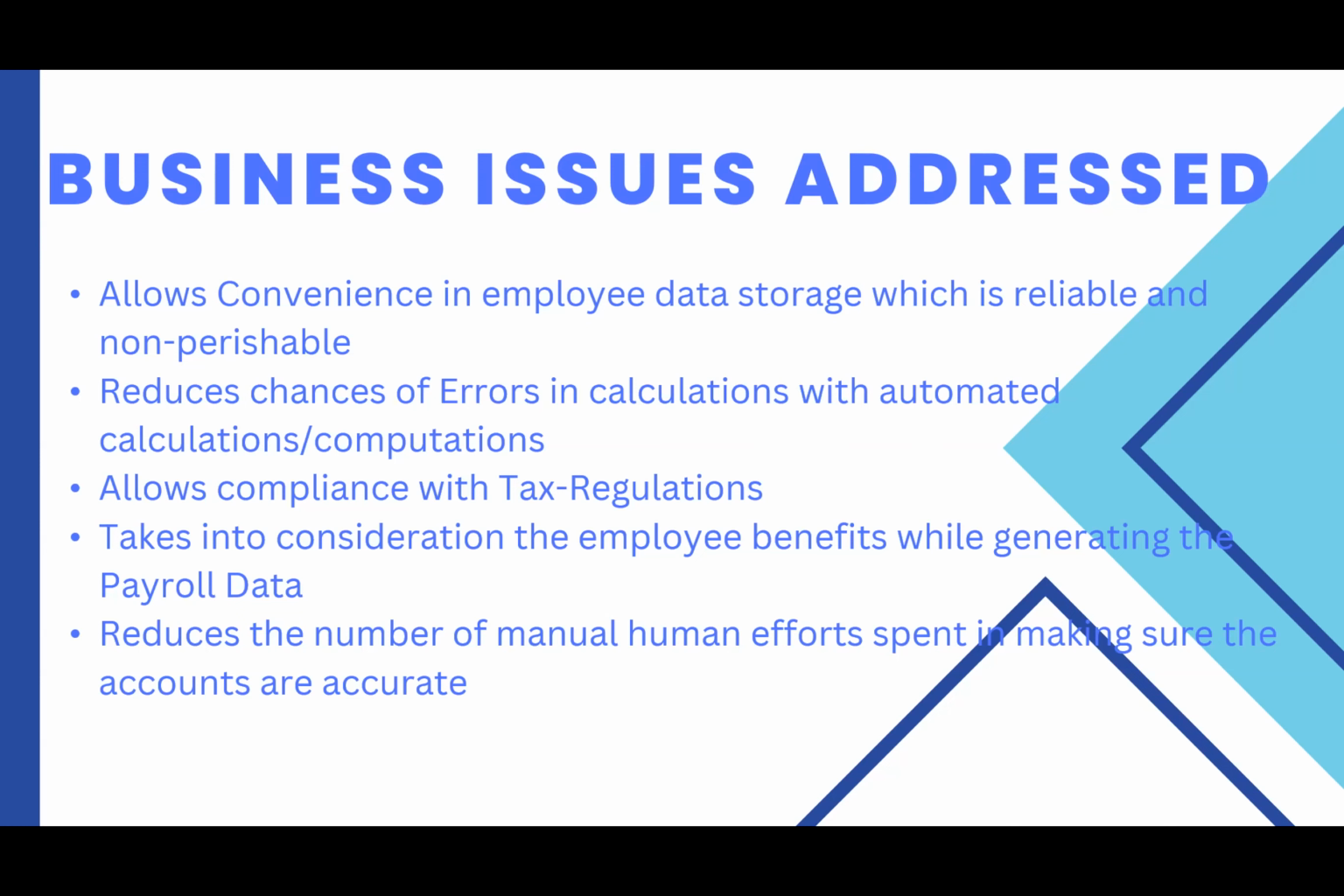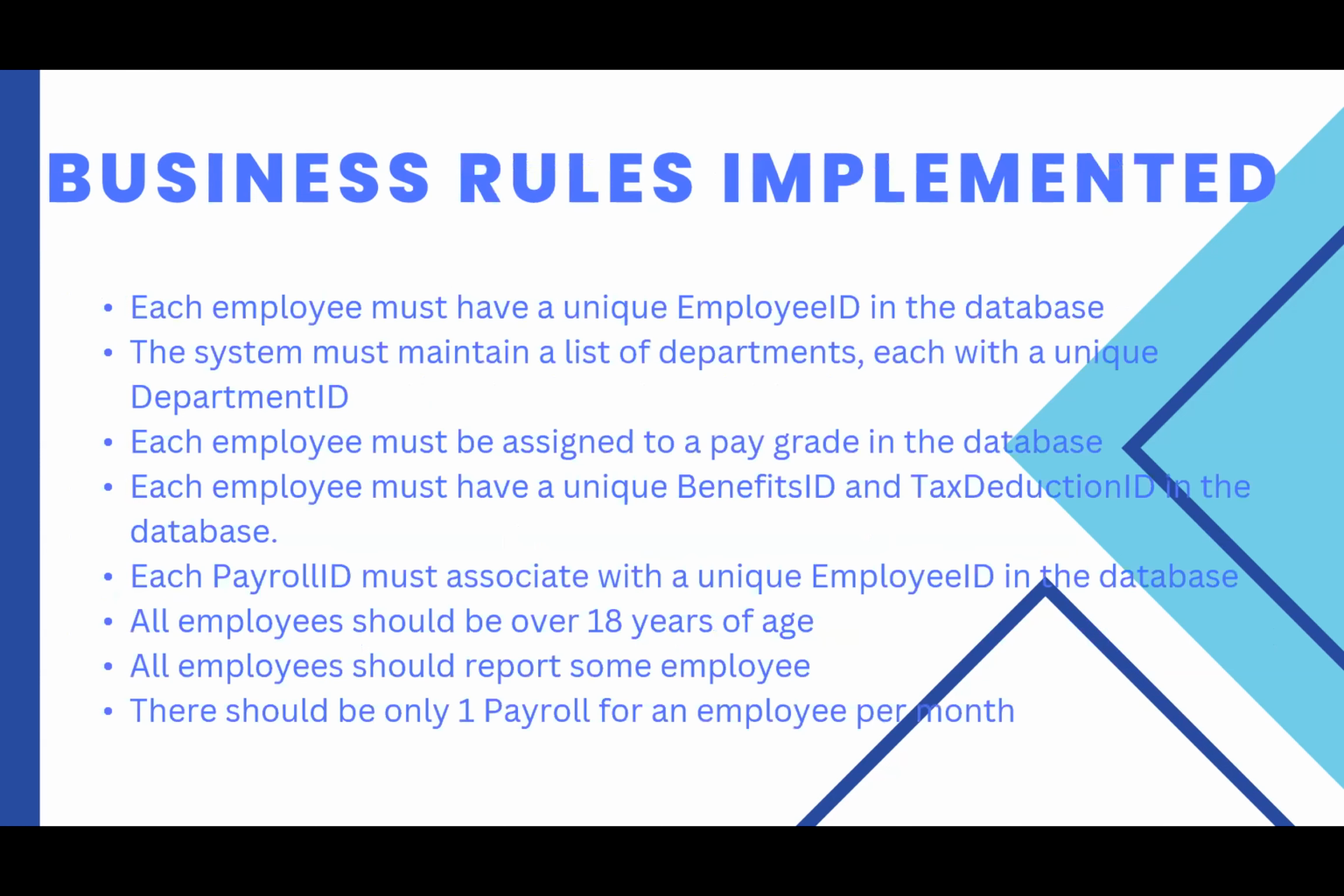This helps to decrease the amount of manual labor required to verify the accuracy of the system and the accounts. The business rules implemented are: each employee has a unique employee ID in the database. There is a list of departments, with each department having a unique ID. Each payroll ID must associate with a unique employee ID in the database. All employees should report to some employee other than themselves.